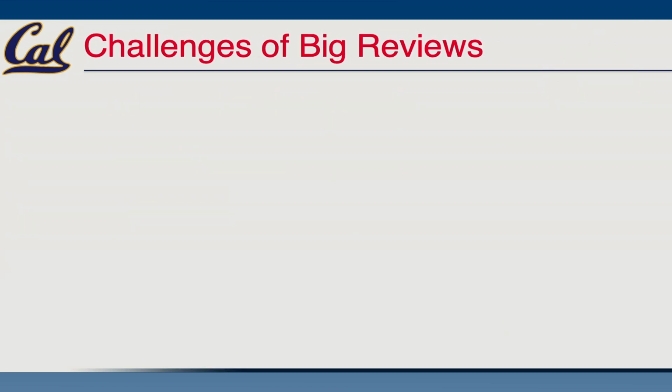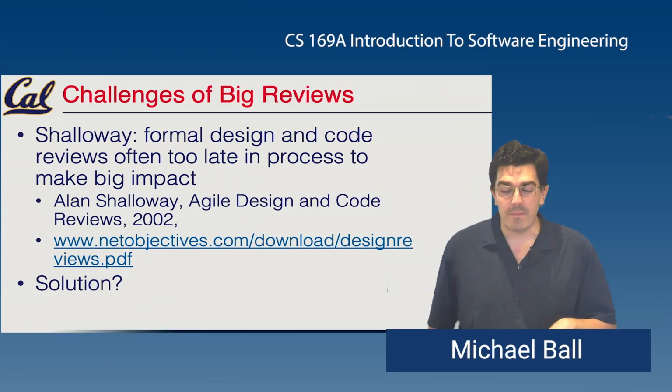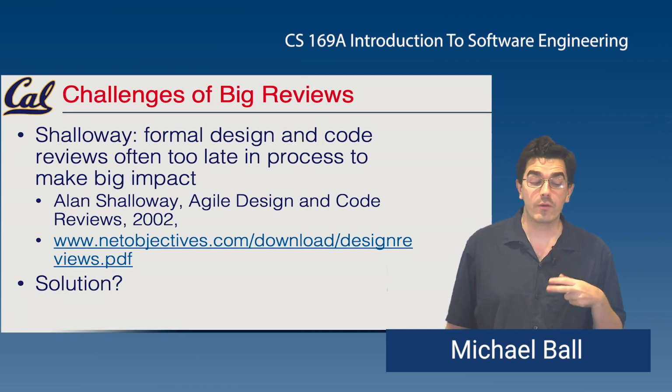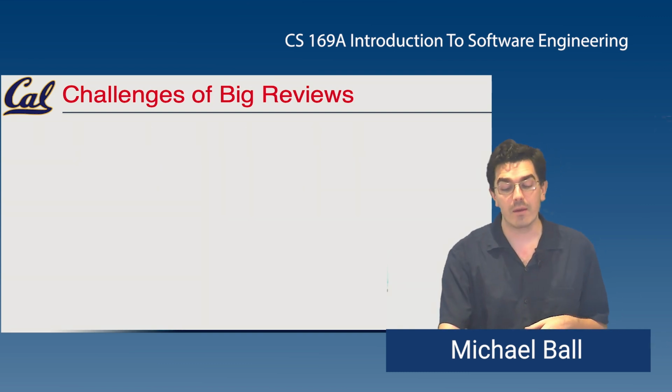We talked about the challenges of big pull requests. This applies to reviews of all sorts as well. A book by Shalloway from a few years ago addressed that formal design and code reviews often occur too late in the process to make a big impact. So if formal design and code reviews occur too late in the process to make a big impact, what should the solution be to increasing the impact of those code reviews?